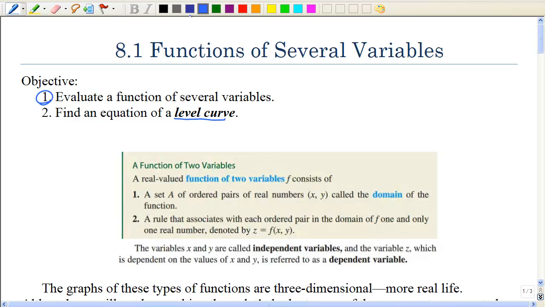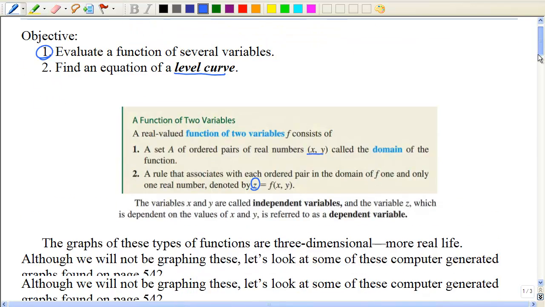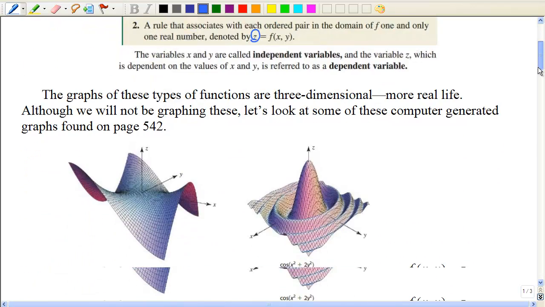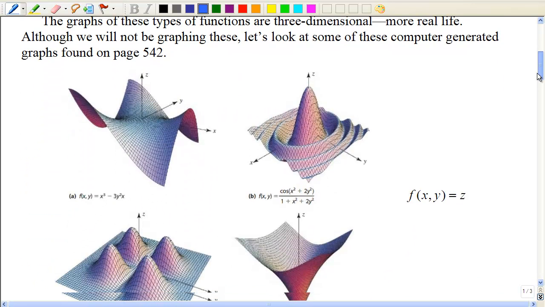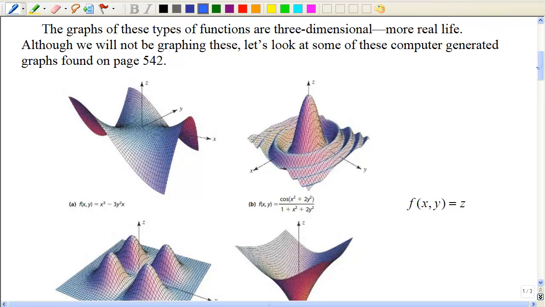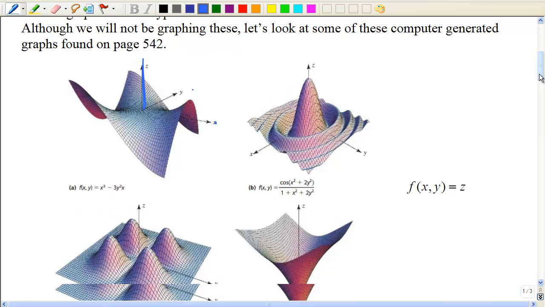So a function of two variables has a different domain. Instead of a domain of just x, it has a domain of x and y. And z will be the dependent variable. So x and y is going to determine our value of z. This looks really pretty cool. Not that we're going to graph any of these, but I wanted to show you some of these pictures. You have an xy plane, and then you have this z that's perpendicular to it. And so that's how we get three dimensions, which is much more like real life.